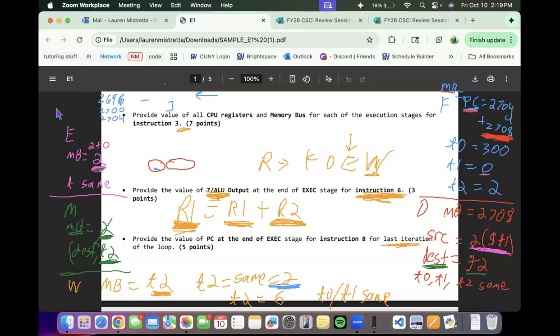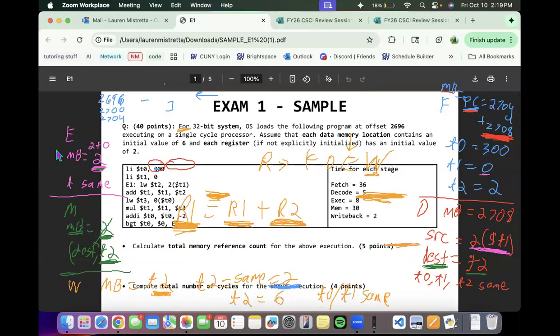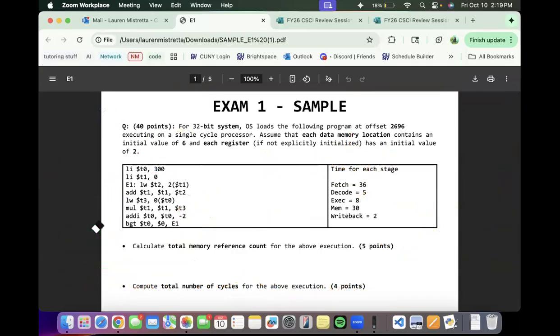So with this kind of question, we want to remember that, if this is 2696, this is 2700, 2704, et cetera. Every time I loop back to 2704. So this essentially gets looped 150 times.